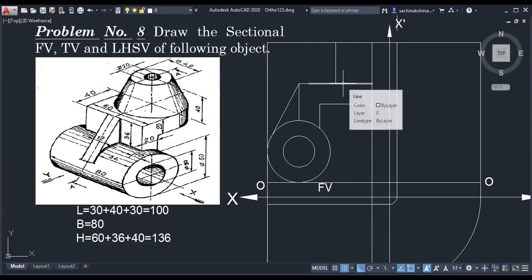So this middle circle, we just have to draw its conical shape here. So it will be like this. Okay. From here, that radius.